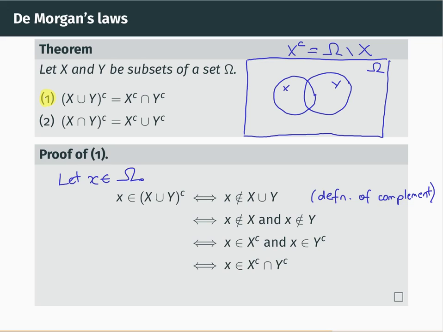And finally, if you've got something which is not in the complement of X and not in the complement of Y, well, that's true if and only if x is in their intersection, because their intersection is defined to be exactly the things which are in both of them. So we're done. This is a proof of De Morgan's laws.